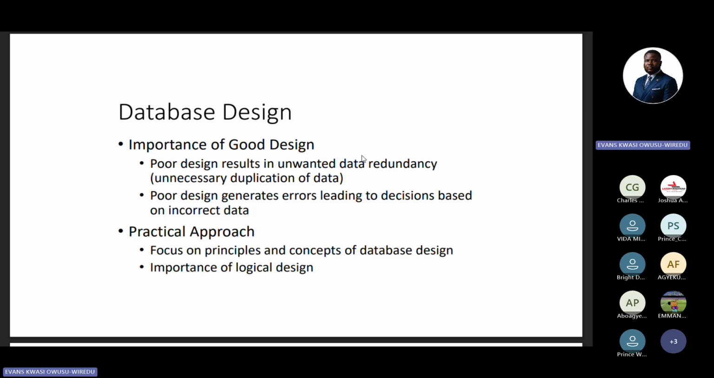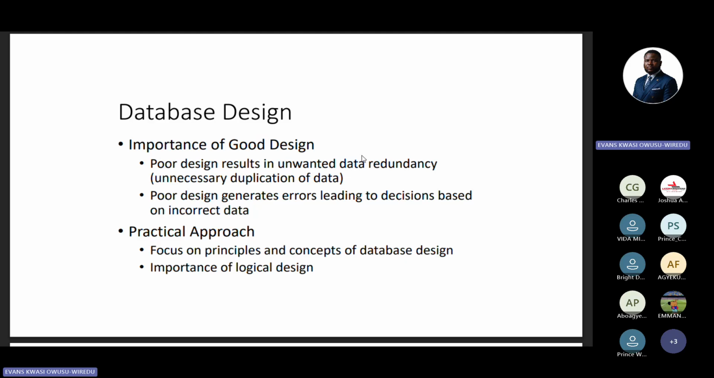So now we want to look at database design. I told you that there are some people who are involved in the design part of the database. What is their importance? What do they bring to the table? What has a database designer got to do? So when they do their job well, the importance of a well-designed database system is that poor design is avoided.